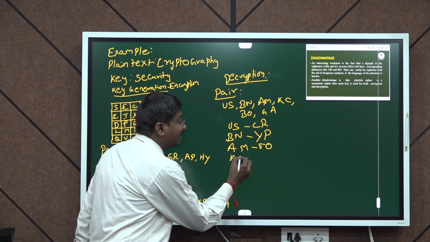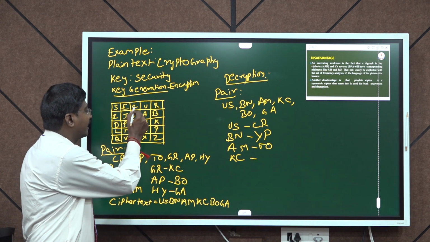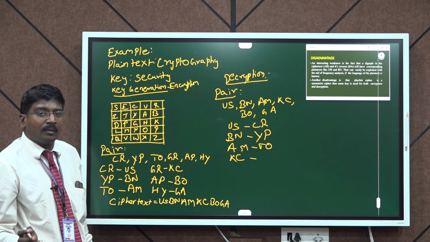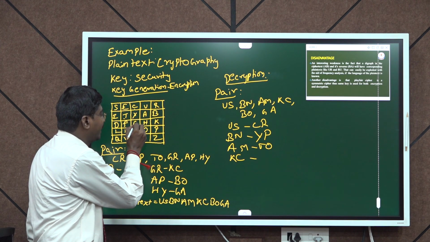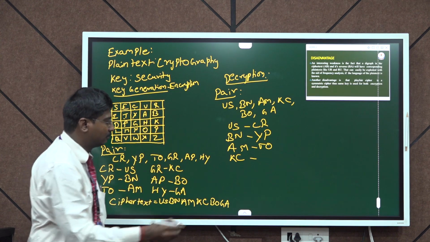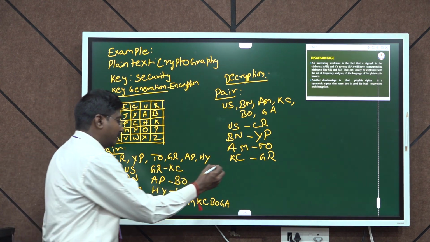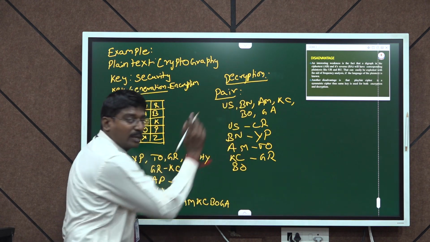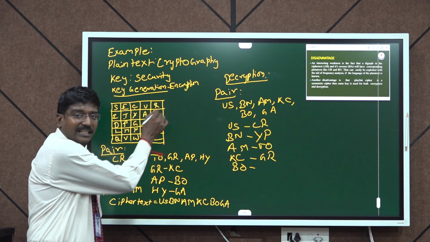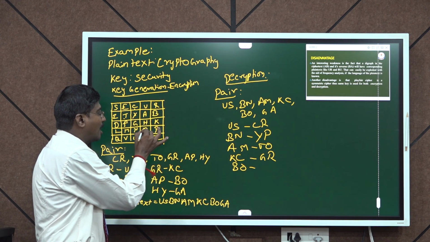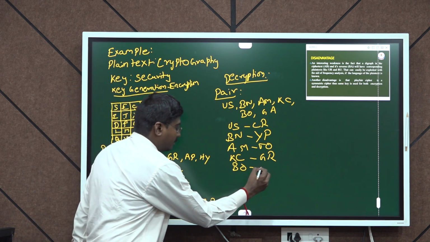The next pair is KC. K is here, C is here. Once again you form a rectangle. The replacement for K is G and for C is R, so GR. Next pair is BO. Once again, B and O, you have to form a rectangle. The opposite corners are A and P.